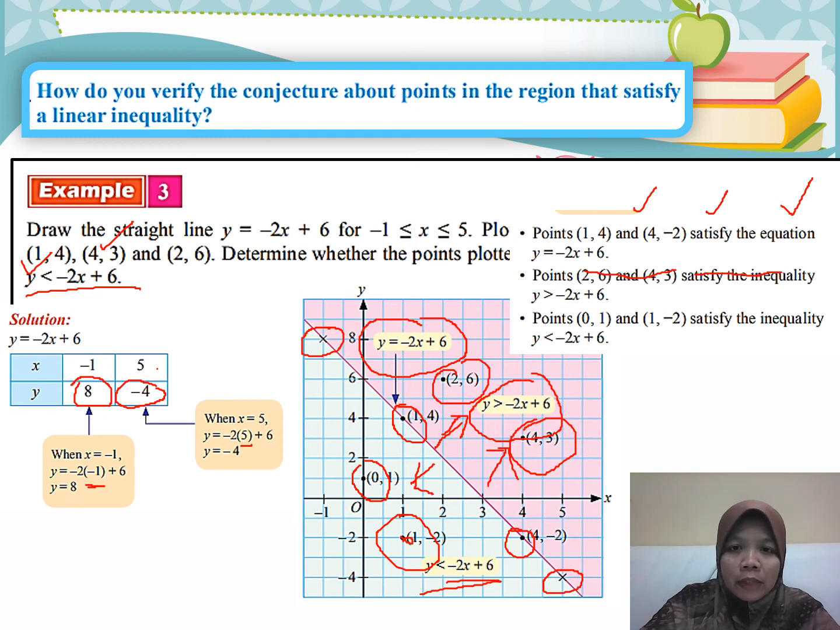Points 1, 4 and 4, negative 2 satisfy the equation y equal to negative 2x plus 6. Points 0, 6 and 4, 3 satisfy the inequality y is greater than negative 2x plus 6. And then points 0, 1 and 1, negative 2 satisfy the inequality y less than negative 2x plus 6. I hope you can understand my explanation here.